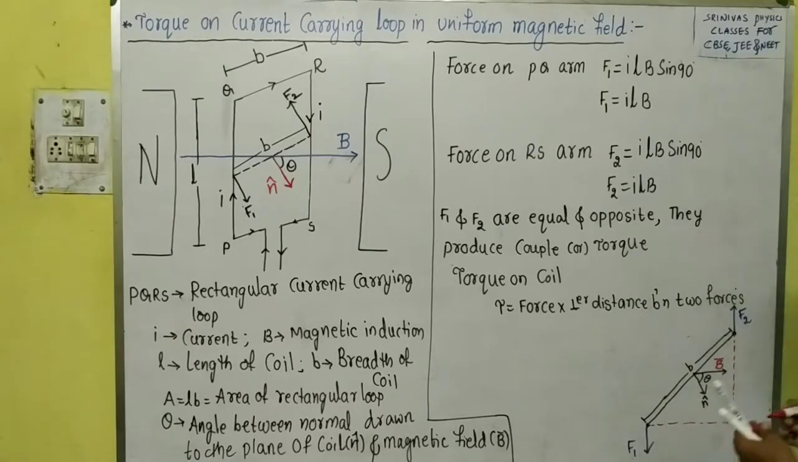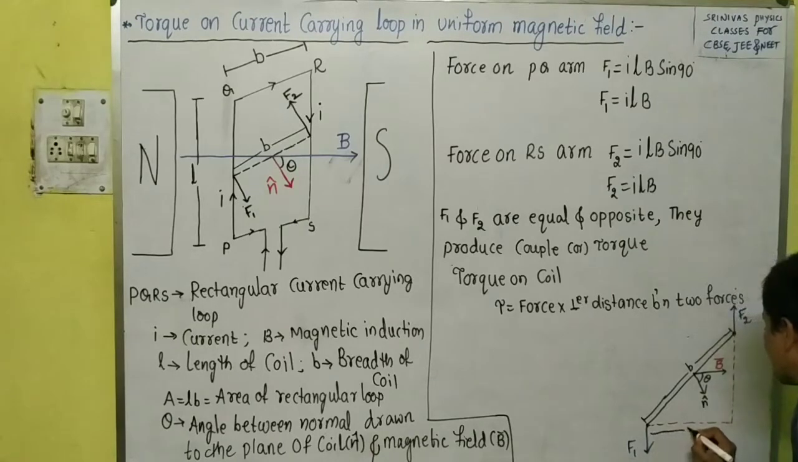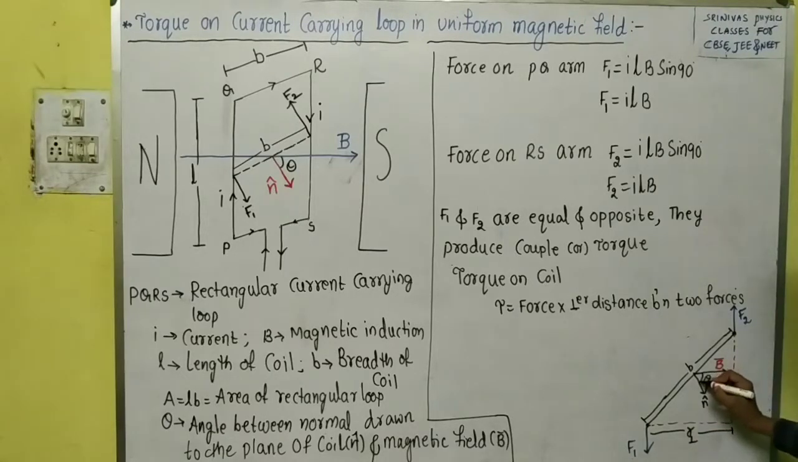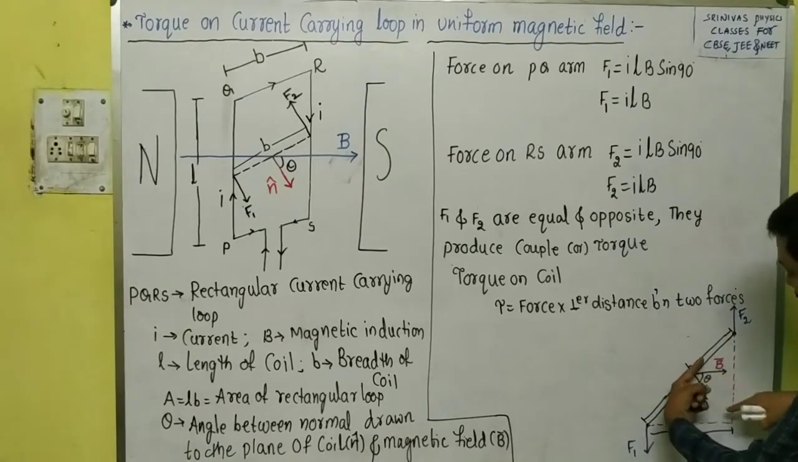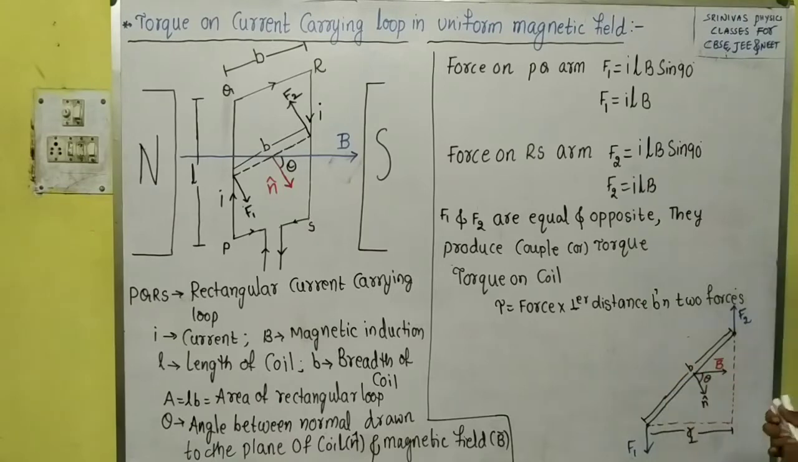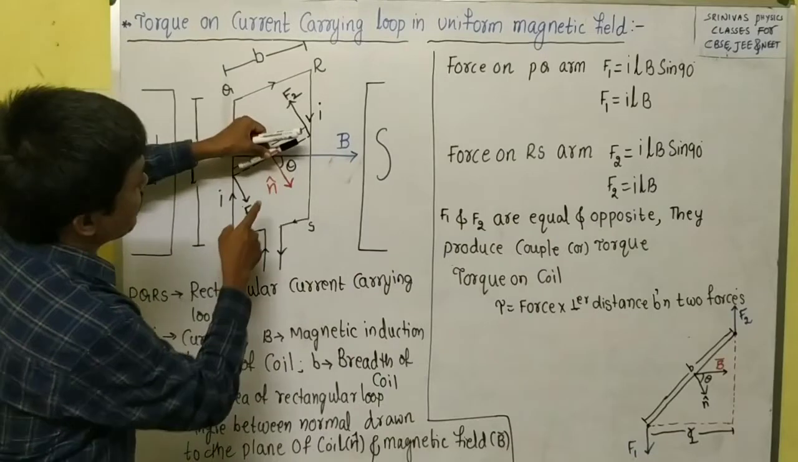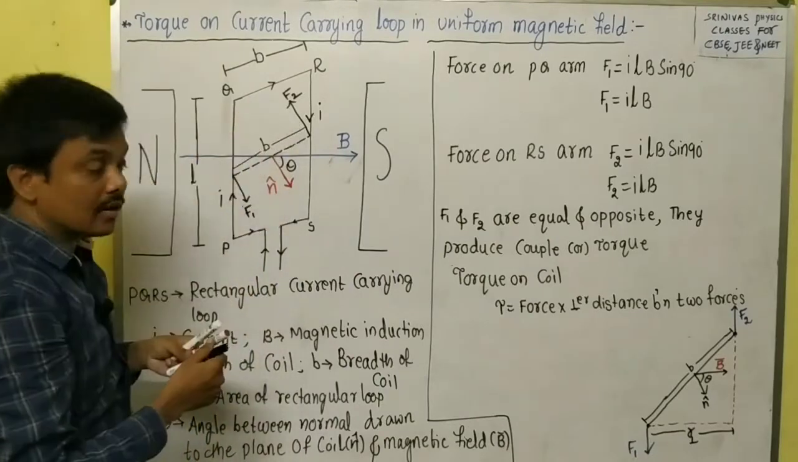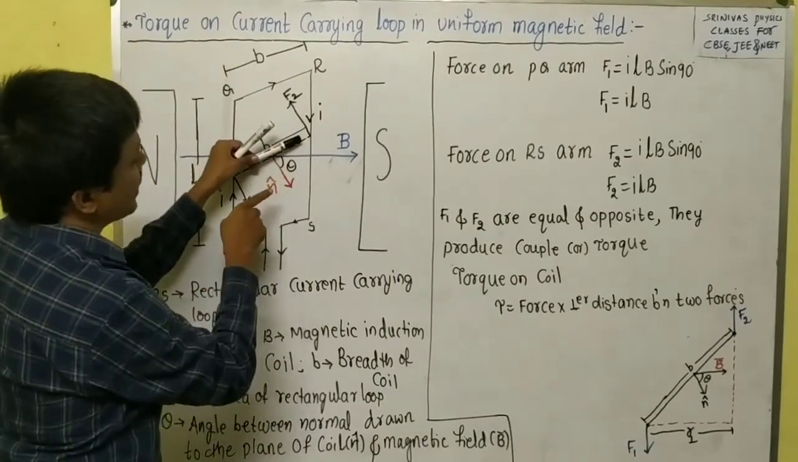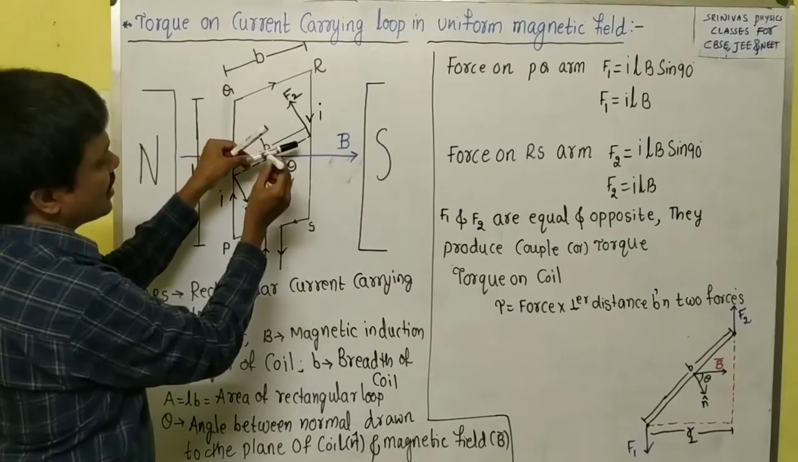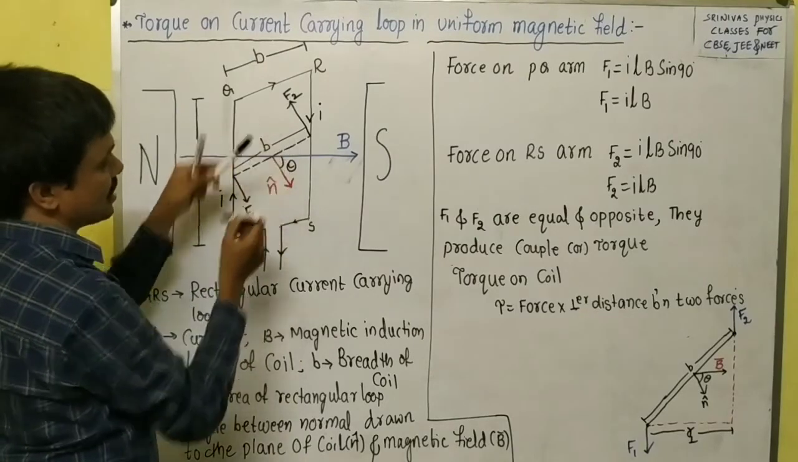Right, and now this is R perpendicular, the distance between the two forces. Okay, R perpendicular. This is theta, meaning this line. N cap is perpendicular to this line. Look here, N cap is perpendicular to this line. This is the plane, and N cap is perpendicular to the surface.